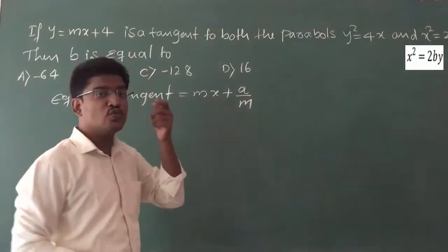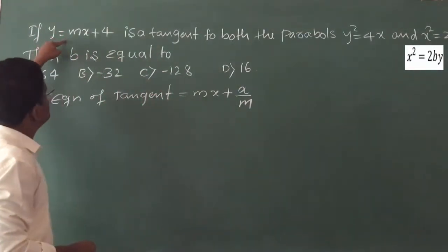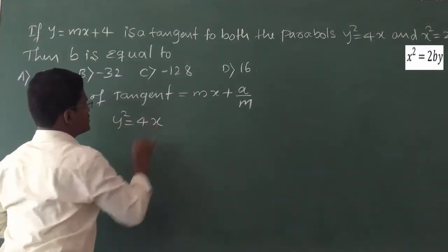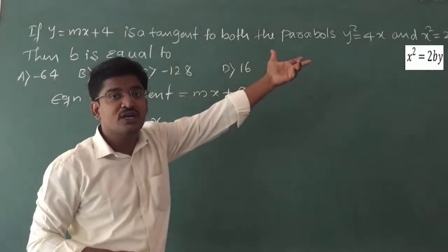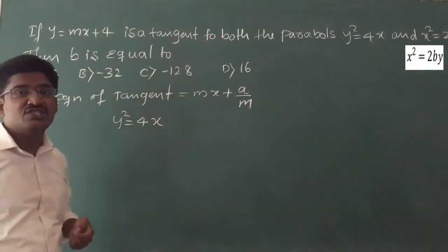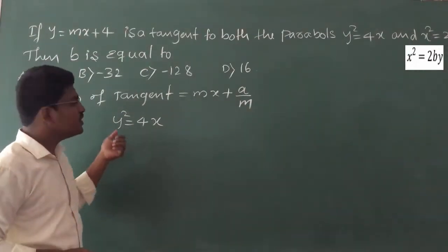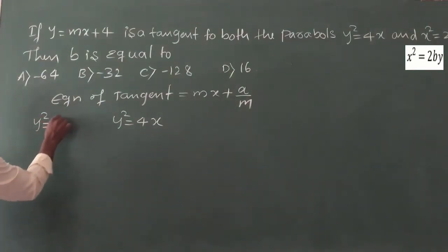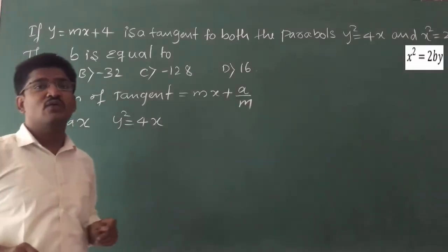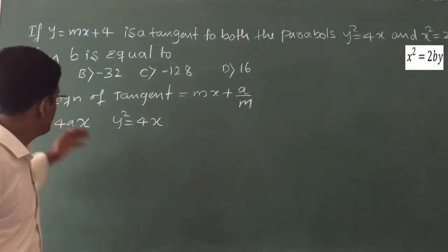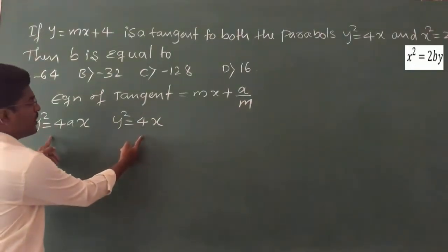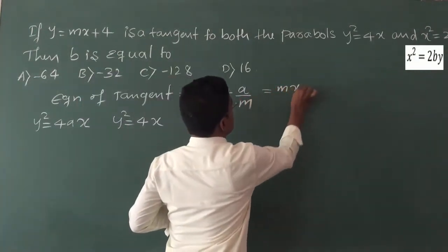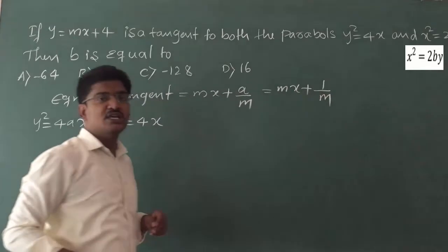In that I will choose one of the parabolas where this tangent is common. Clear? So that is y square equal to 4x. So this is one of the parabolas of those two, which are having the same tangent. For that reason, if I take y square equal to 4x, then what is the value of a in this? As you all know, y square equal to 4ax is the equation of the parabola. By comparing these two, a value is 1. So if I take a value as 1, this will be mx plus 1 by m.